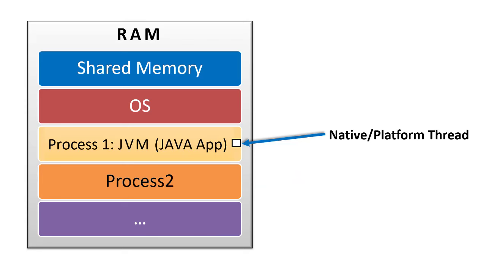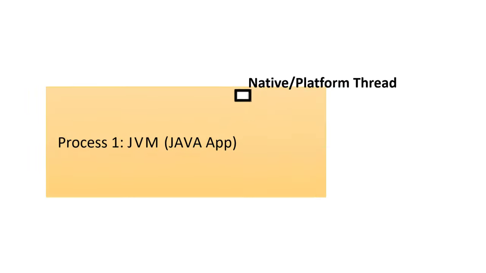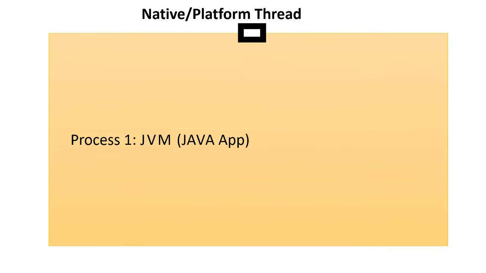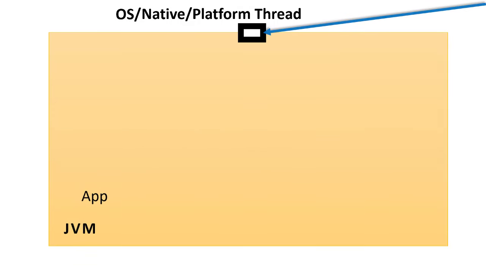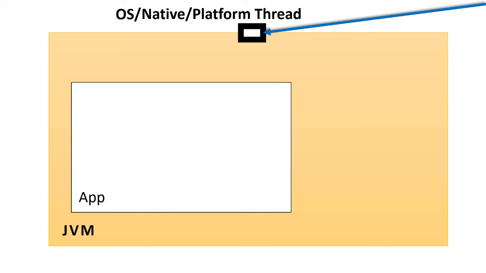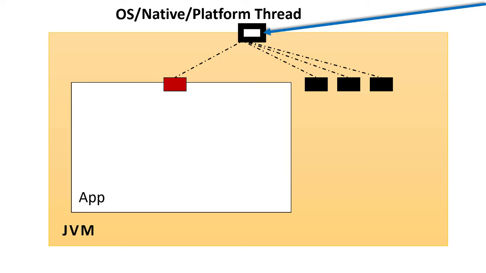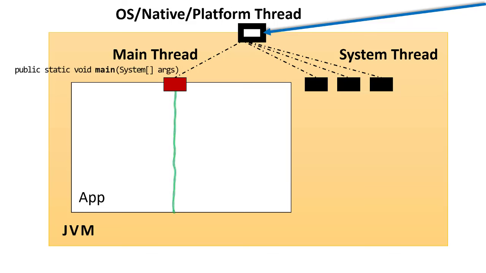Now let us zoom into the Java application process. In the context of Java, the native threads are known as OS threads. In the RAM, the Java process is actually allocated to the JVM, which runs the Java application inside a sandbox. The JVM creates several threads which are mapped to the OS threads. The JVM threads which run outside the application are called system threads. And the JVM thread which executes the main method is called the main thread.